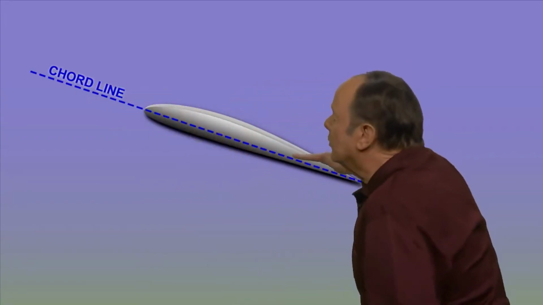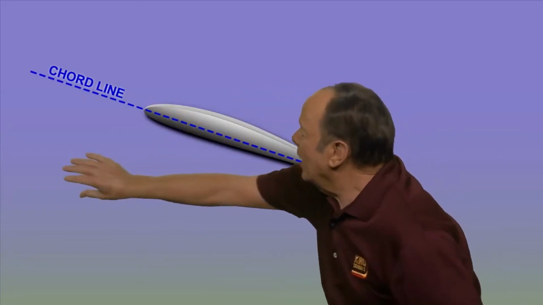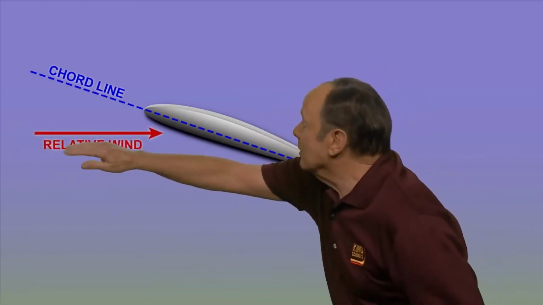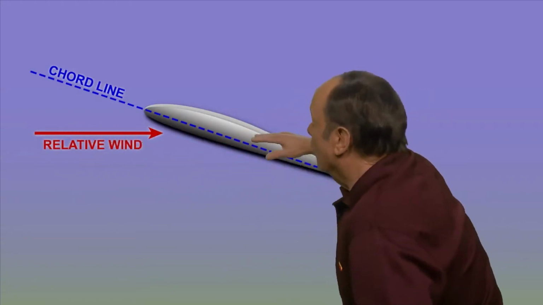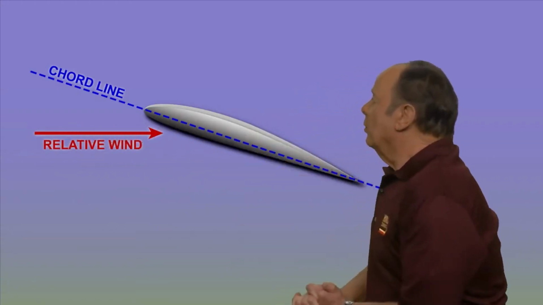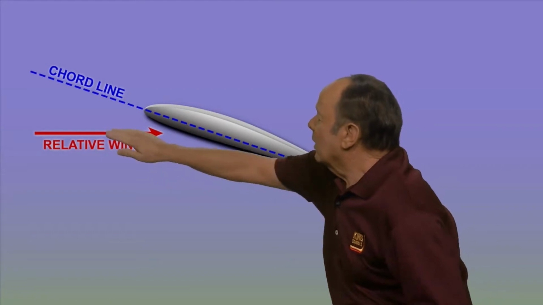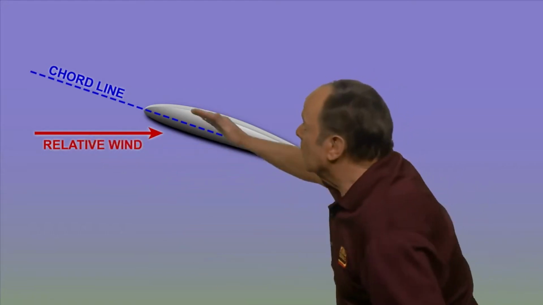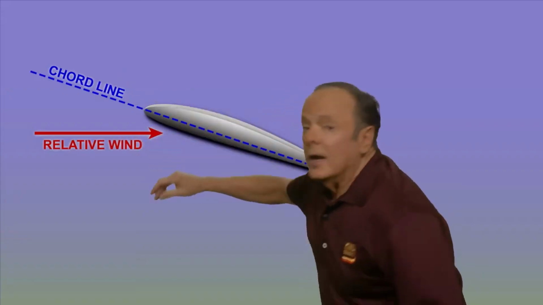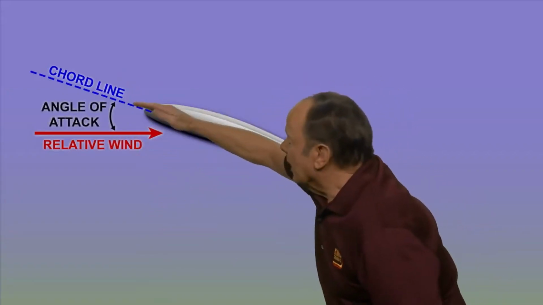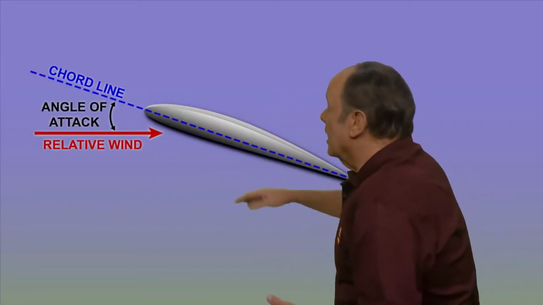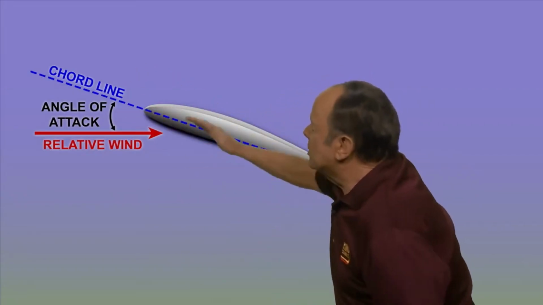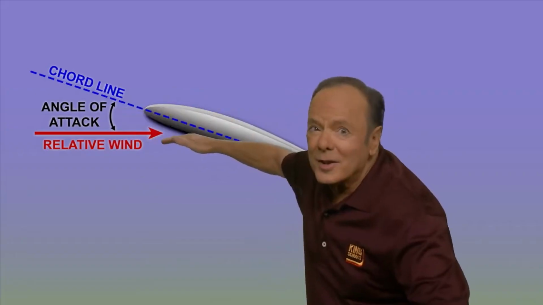Now, if the wing is going this way, then the wind will be coming from the opposite direction, and they call that the relative wind because it's relative to the wing itself. Now this angle between the chord line of the wing and the relative wind is called the angle of attack. They sometimes refer to this angle of attack as an acute angle because it's less than 90 degrees.